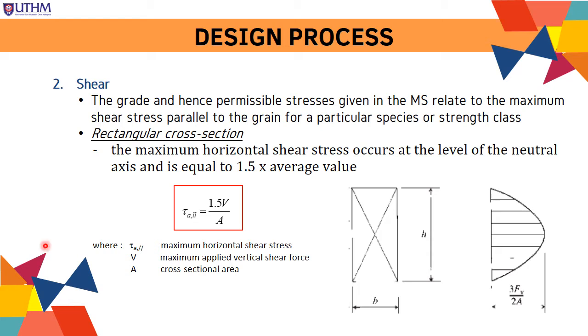The second consideration is shear. Permissible stress given in the Malaysian Standard relates to the maximum shear stress parallel to grain for a particular species or strength class. This is the beam cross section and its shear stress diagram. If you see here, the maximum shear is located at the neutral axis. Therefore, the maximum horizontal shear stress is equal to 1.5 V over A, where V is the vertical shear force and A is the cross-sectional area.